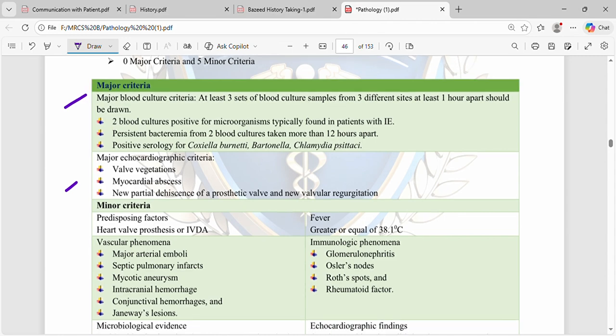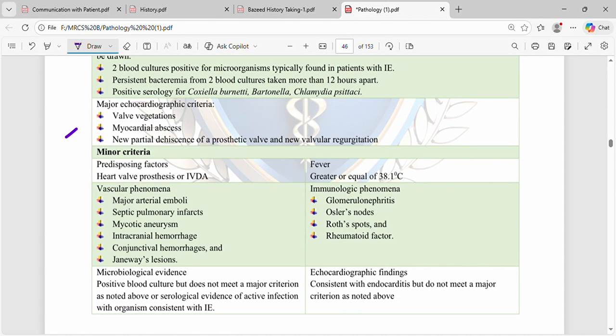Okay, so now the minor criteria. Predisposing factors: heart valve prosthesis or intravenous drug abuse. So either the patient has a heart valve prosthesis or is an intravenous drug abuser. Fever greater than or equal to 38.1 degrees centigrade. Vascular phenomena: major arterial emboli, septic pulmonary infarcts, mycotic aneurysms, intracranial hemorrhage, conjunctival hemorrhage, and Janeway lesions. Immunological phenomena: glomerulonephritis, Osler nodes, Roth spots, and rheumatoid factor.